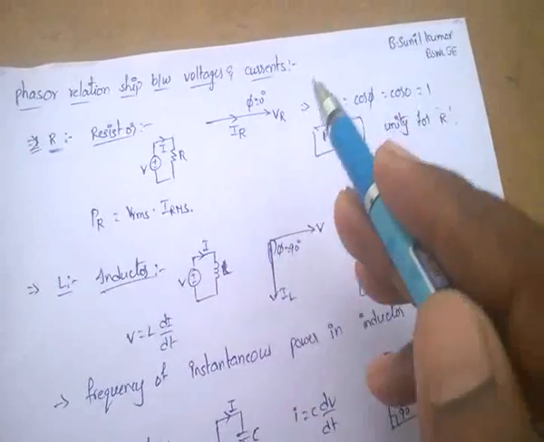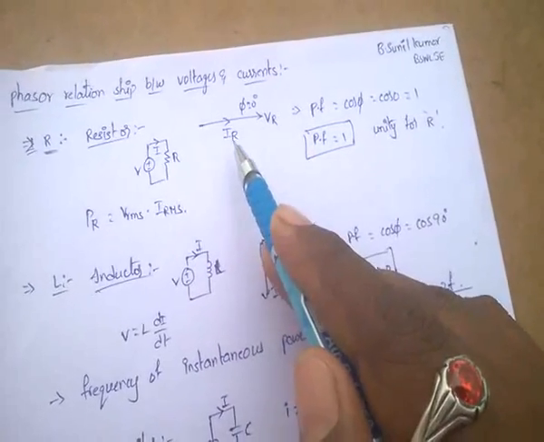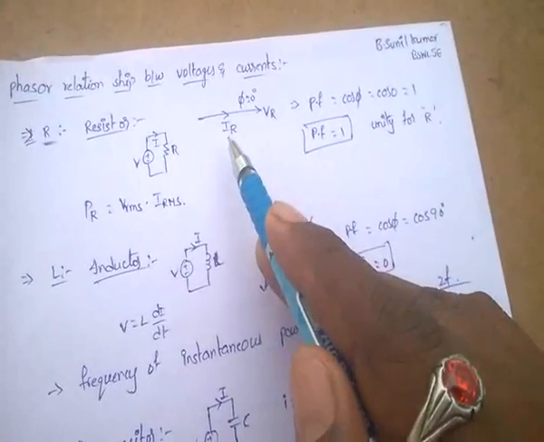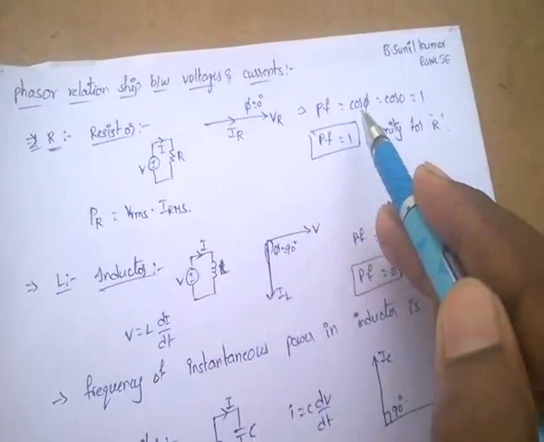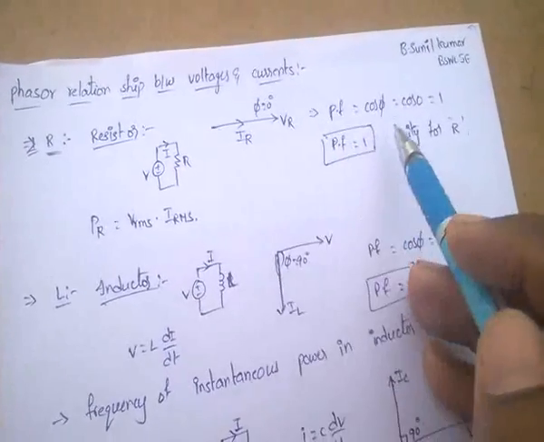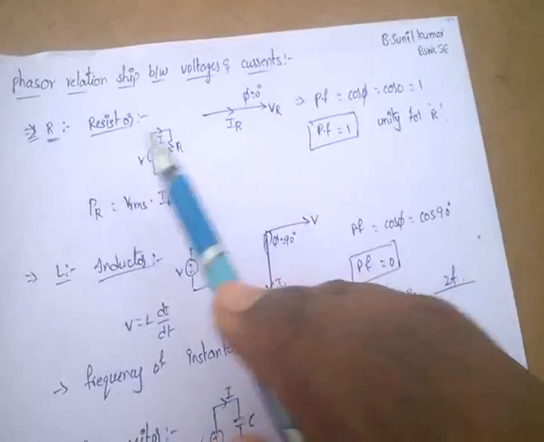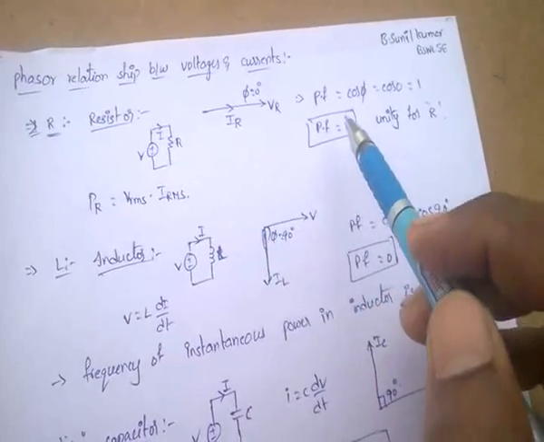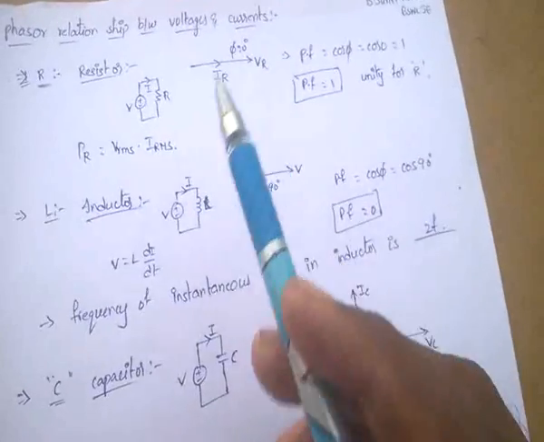What is a power factor? Power factor is the cosine of the angle between voltage and current. Power factor equal to cos phi, where phi is the angle between voltage and current. Phi equal to 0, so cos 0 is 1. So for a pure resistor, power factor equal to 1, that means unity power factor.